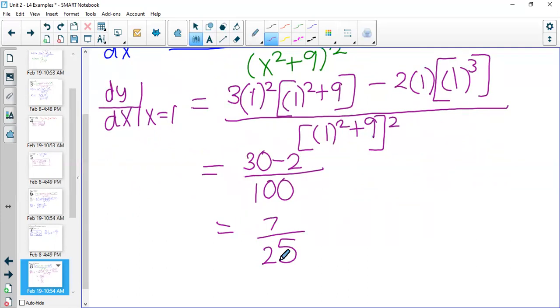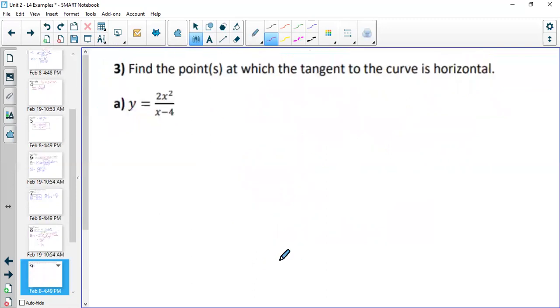And let's go on to some word problem applications. Find the points at which the tangent to the curve is horizontal. Now, in order to be able to solve this, you have to know that the tangent would have to have a slope of 0 in order for the tangent to the curve to be horizontal. And once we set the slope equal to 0, we can solve for the specific points of x. I'm going to actually do both of these.